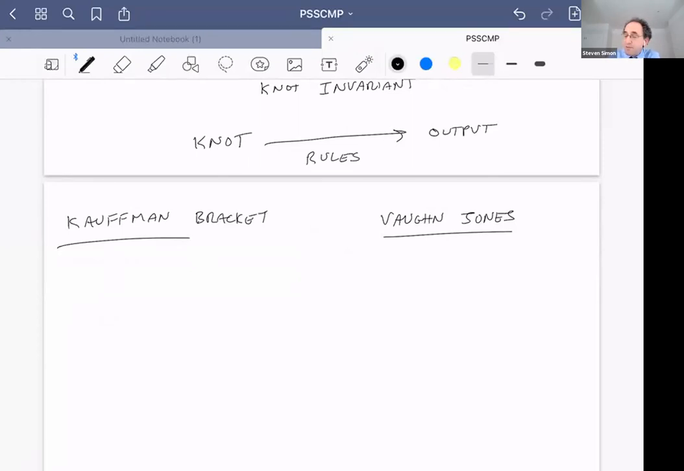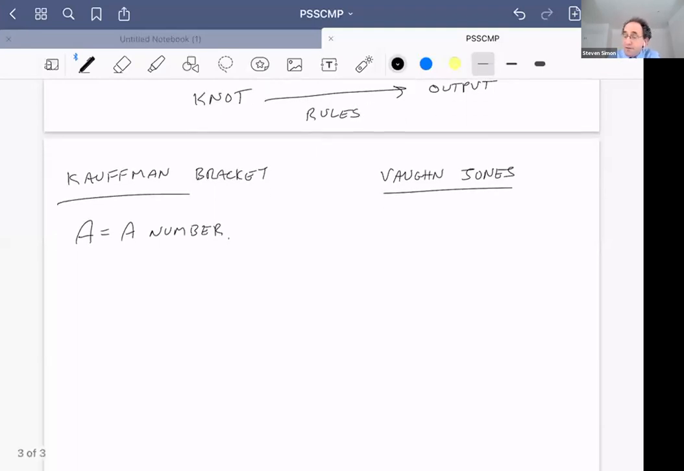you need to pick a number. We'll call it A. A stands for a number. That's why we call it A. For now, we'll leave it as just a variable, but we might give it a value later on, some complex number. And then we have some simple rules for evaluating the Kauffman bracket invariant of a knot.